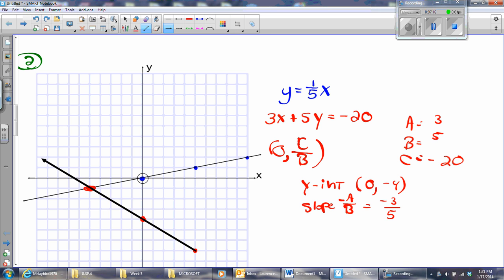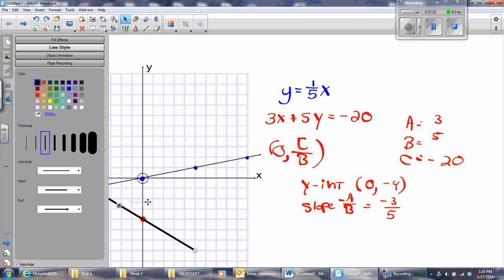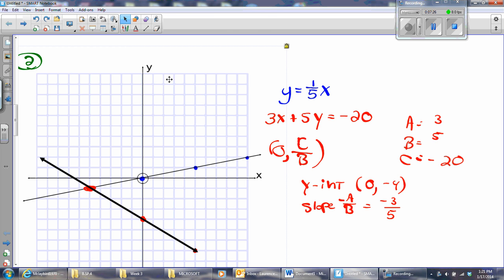So let me do this. All right, there we go. The place where they're going to cross is right here. And so my solution to this system will be the point, I believe, negative 5, negative 1. 1, 2, 3, 4, 5, 1.